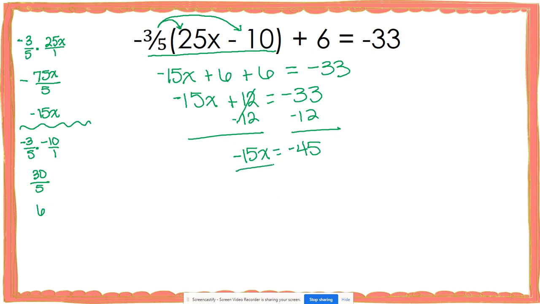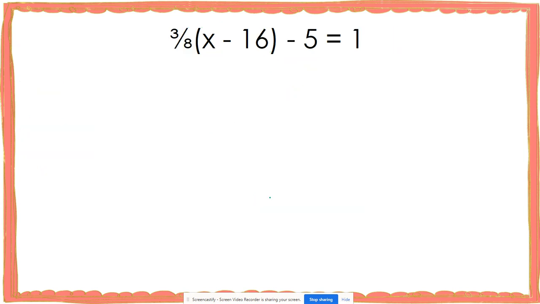Now I need to divide by negative 15 on both sides of my equation. These are going to cancel and leave me with x equals, and negative 45 divided by negative 15 is positive 3. So x is equal to positive 3. Now let's do one more.